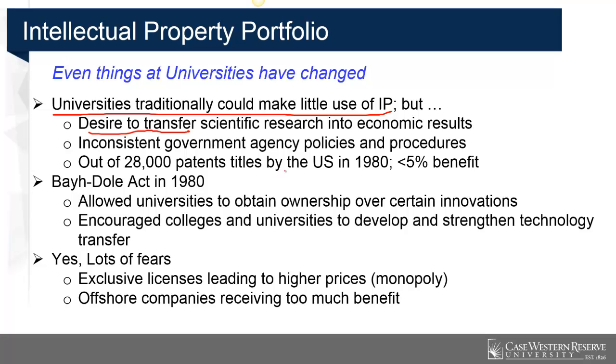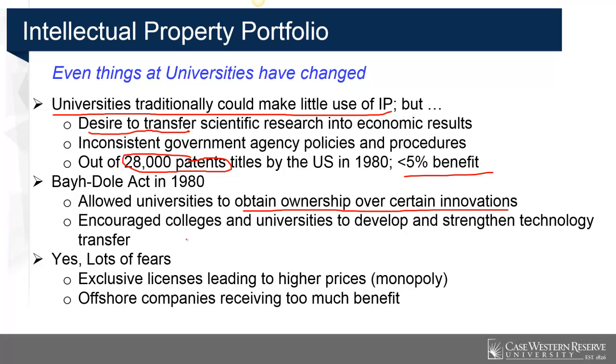Just think for a minute, in the mid to late 70s, the average citizen's thinking, geez, we're putting all this money into technology development, and there's all these patents out there. 28,000 patents in 1980, and only 5% were benefit. So basically what happened was that there was this thing called the Bayh-Dole Act in 1980, and what it did was it allowed universities to obtain ownership over certain innovations.